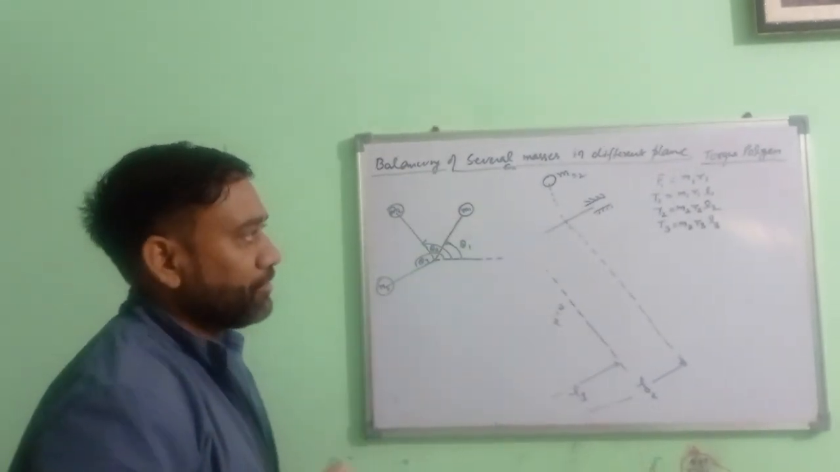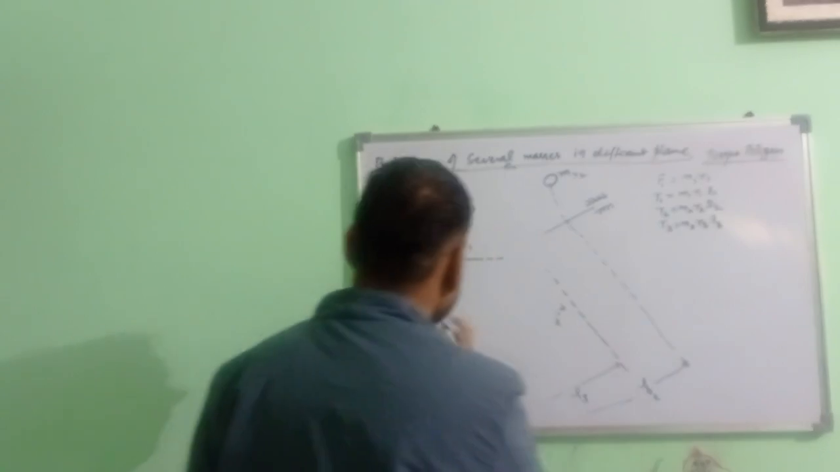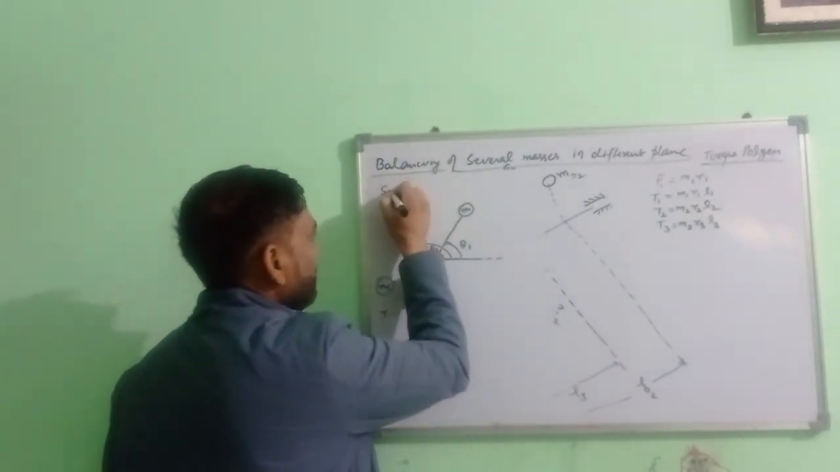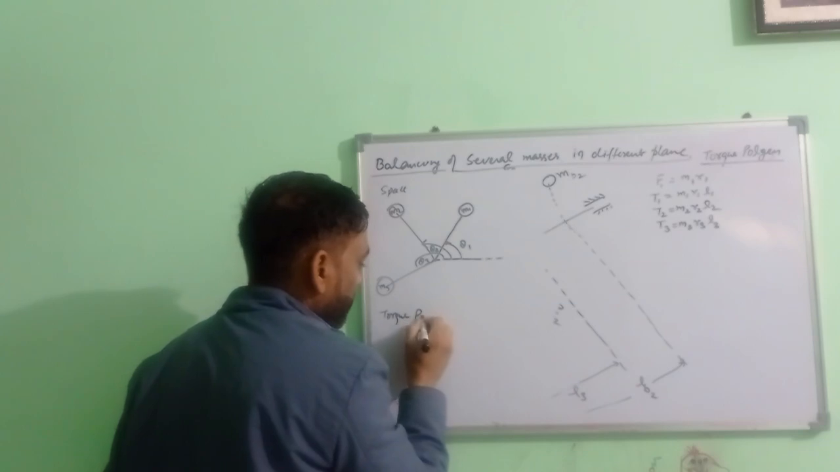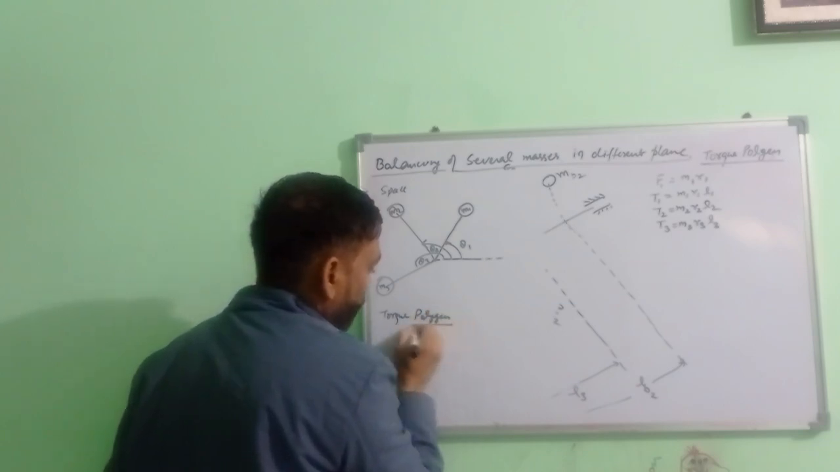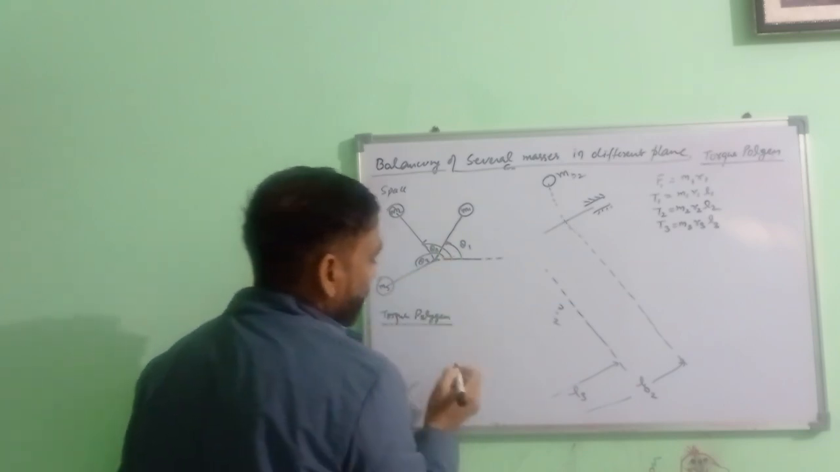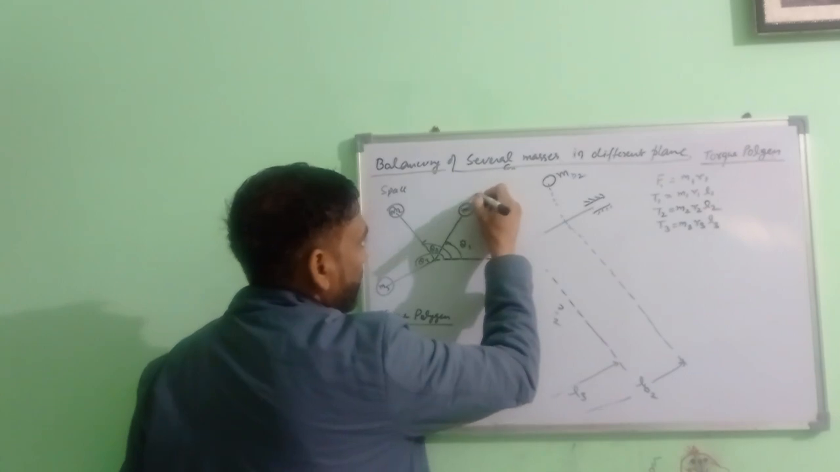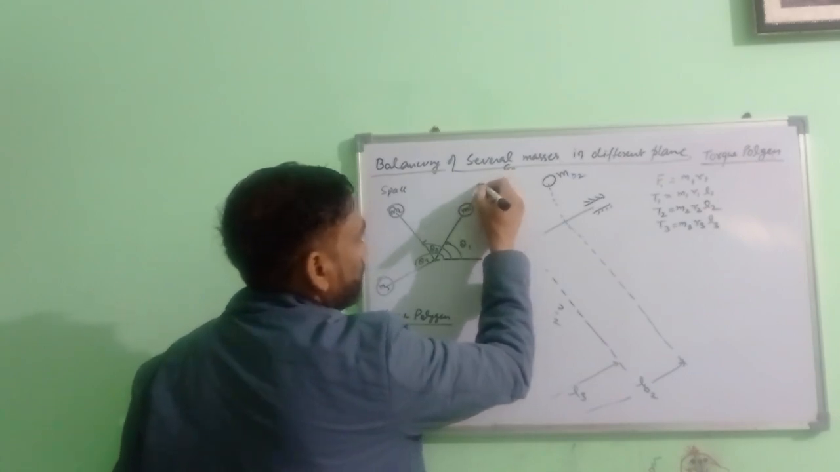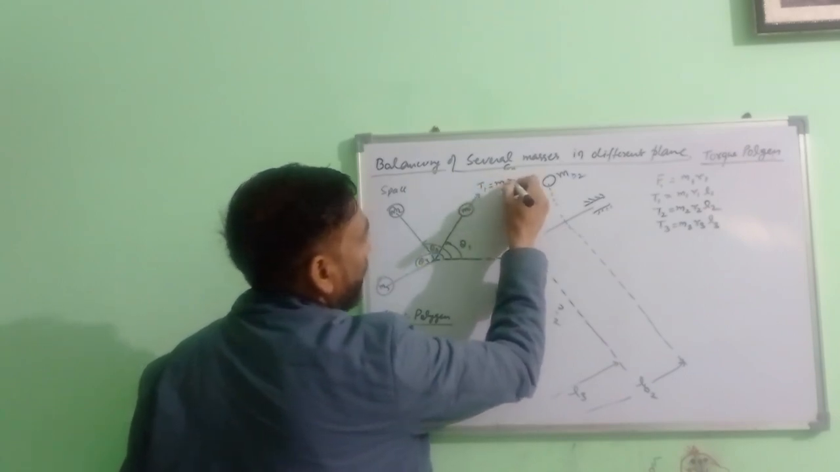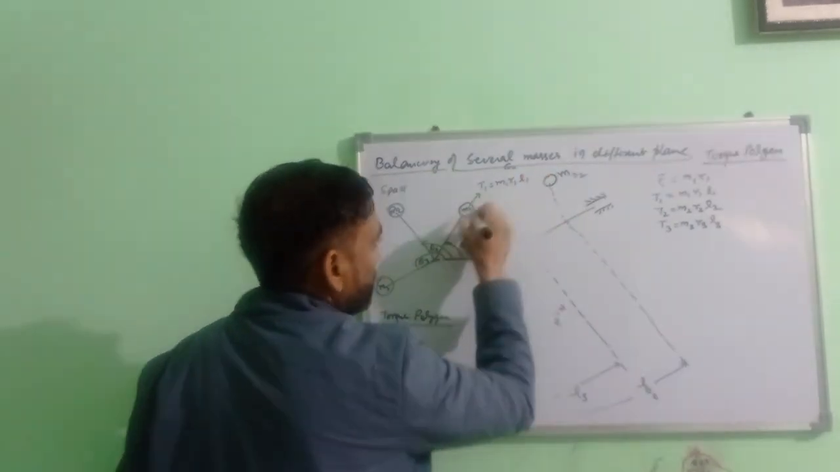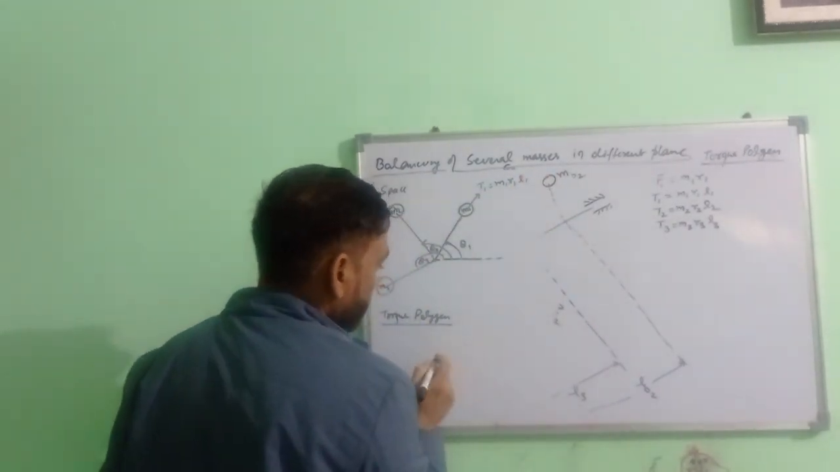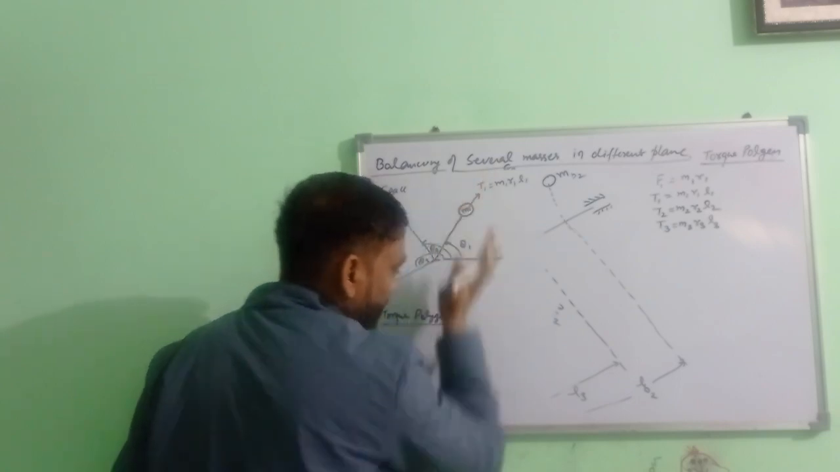Now we will draw the torque polygon. This is a space diagram, and now the torque polygon. For the torque polygon, there is a torque T1 equal to m1 R1 L1. So we draw this torque.